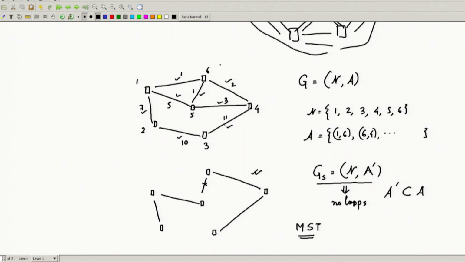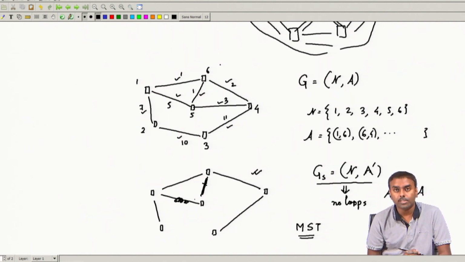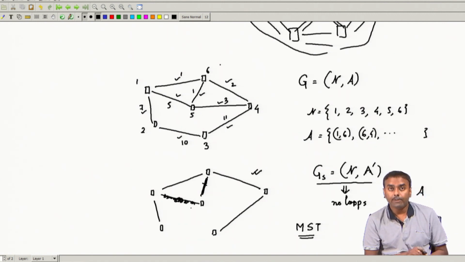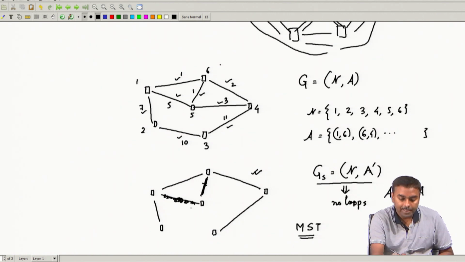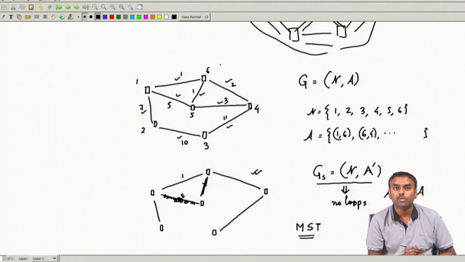Suppose I can also have a spanning tree like this. Instead of taking this link, I could have taken this link and taken this link out. This is also a spanning tree because all the nodes are connected; only this link I have taken out. If I do that, you can immediately see that instead of this link with cost 5, I have now included another link which costs only 1.